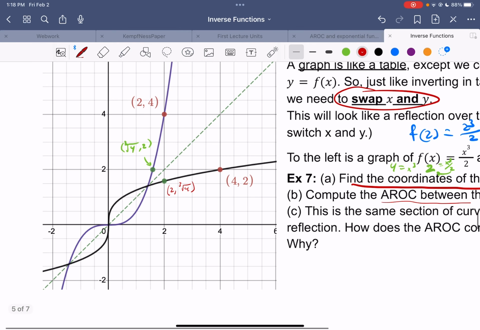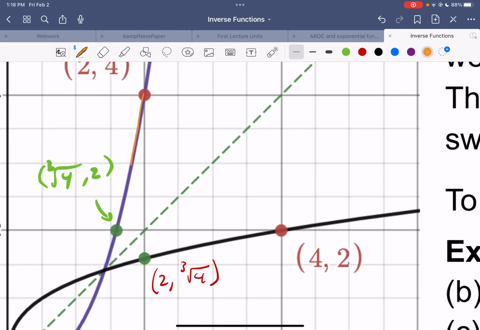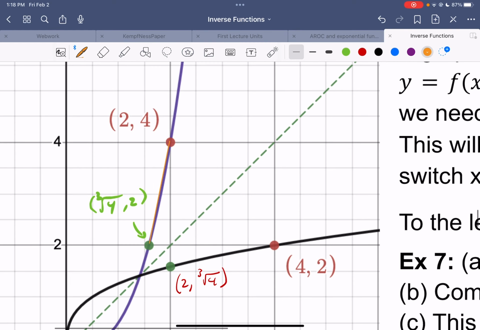So what that's trying to say, sorry if it's confusing language, is: I go to one curve, here it is, and I want to compute this average rate of change. Okay, so let's do that. I have to do the difference in y values, 4 minus 2, divided by the difference in x values, 2 minus the cube root of 4. There's the average rate of change for this curve, so for f.